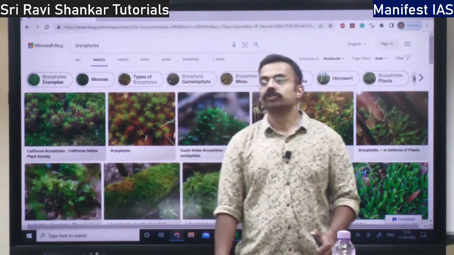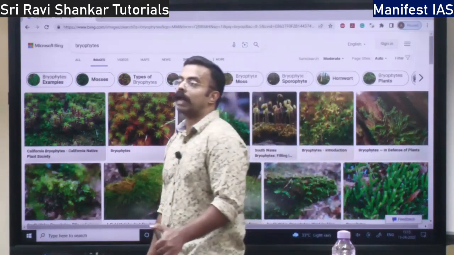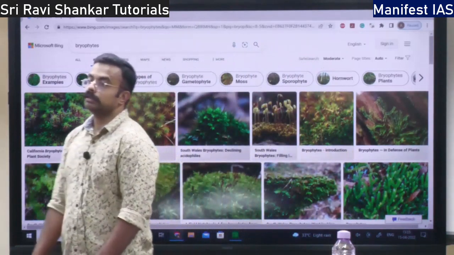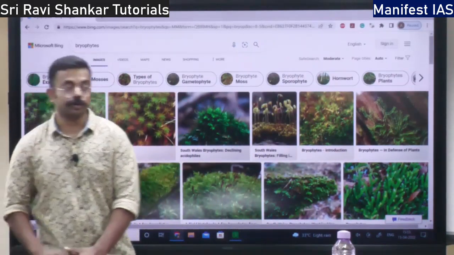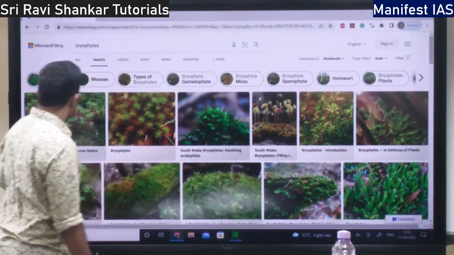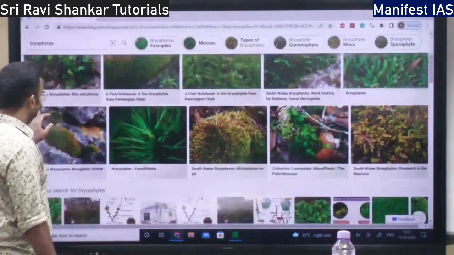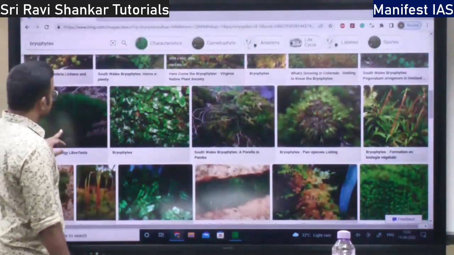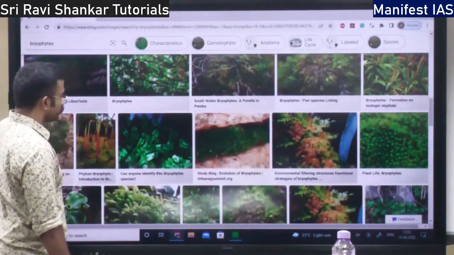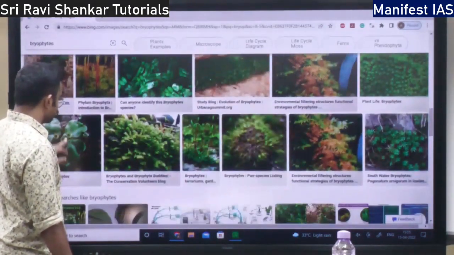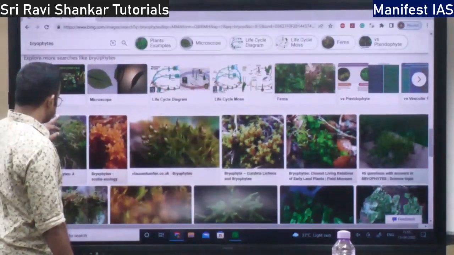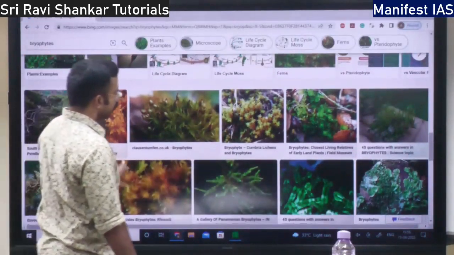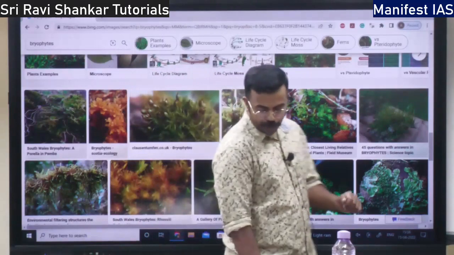Liverworts and mosses. So they are the second largest plants on the earth. Still we don't know what is it. You should know bryophytes. The best example is liverworts and mosses. Look at as many images as possible and suck the images into your brain so that you don't forget it in the future. Right? These are the bryophytes.